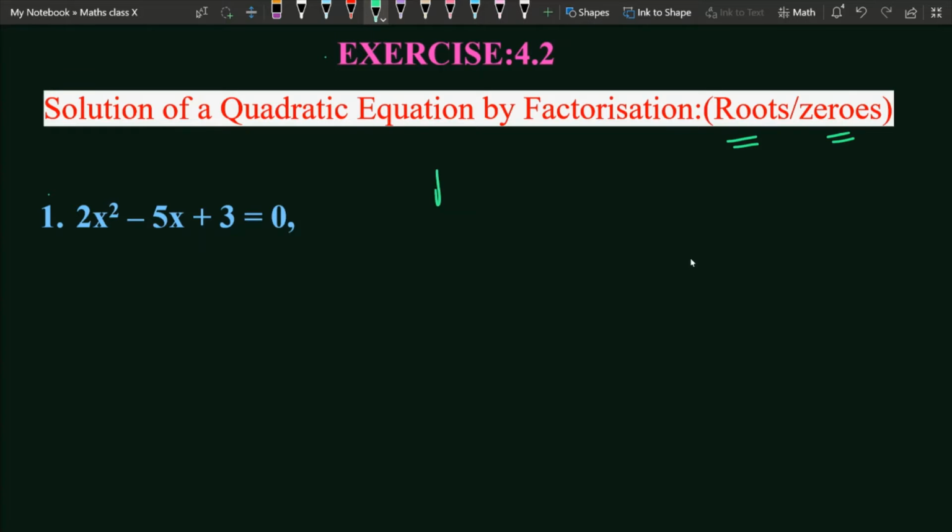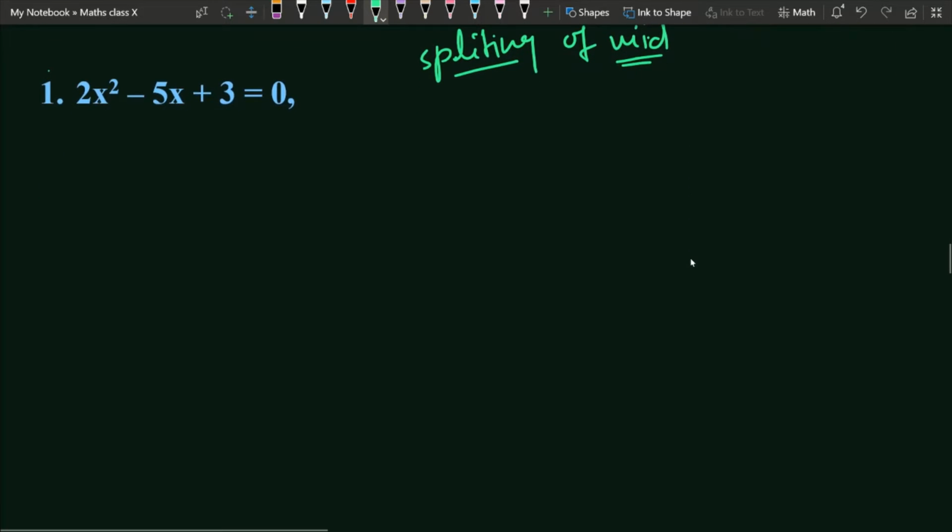That means splitting of the middle term. This method, splitting of the middle term, for the solution of a quadratic equation by factorization, is already there. You have studied it in earlier classes. In class 8 it is there, in class 9 also you have studied it. You will study the same in this class also. So let us start with this example.